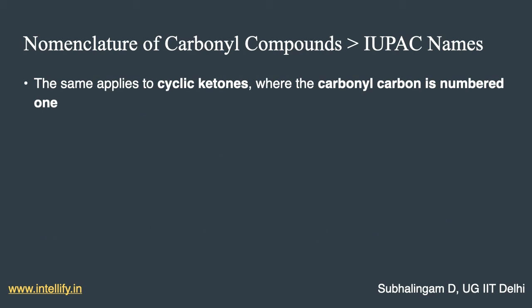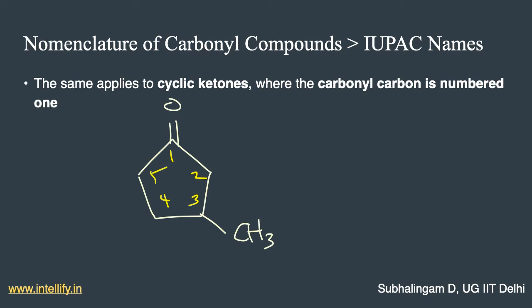The same applies to cyclic ketones where the carbonyl carbon is numbered 1. So let us try to name this compound. We have a ketone and a methyl group. We start the numbering from the top because the carbonyl group is more preferred, and we move towards the right because we have a methyl group over there that must get the least numbering.